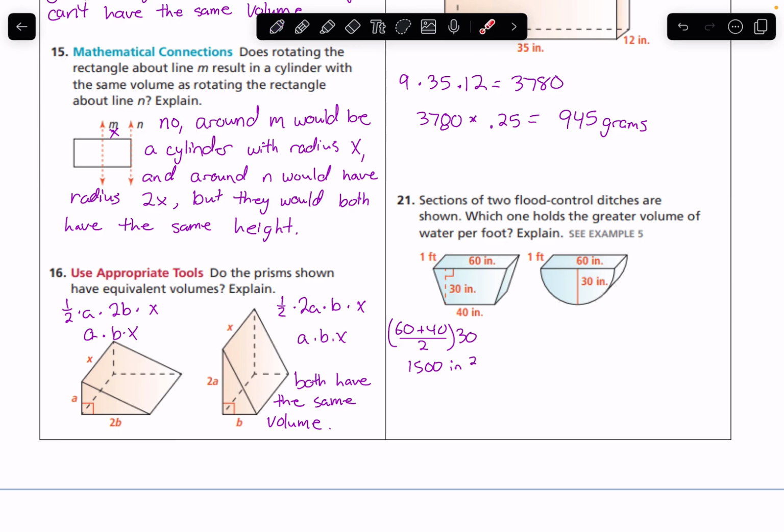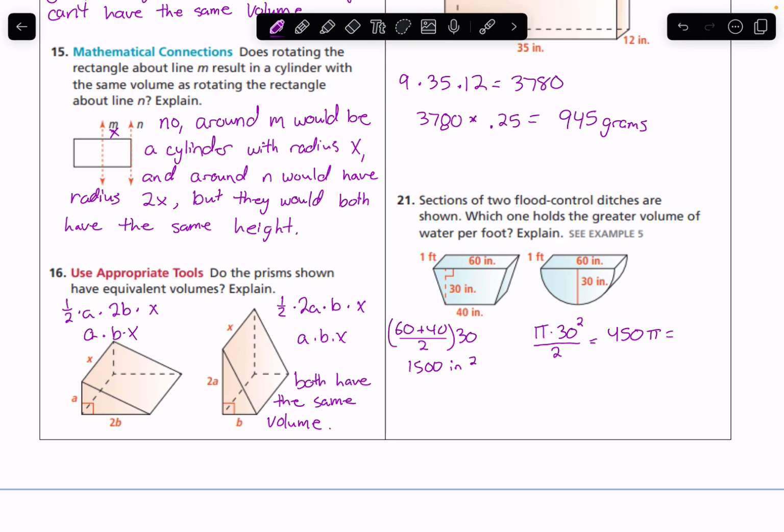These both have the same depth, 1 foot, so we can just find the area of each base to compare the volumes, since we would be multiplying by the same number to find the actual volume. So whichever one has a larger base area is going to have a larger volume. Here we have a hemisphere, or not a hemisphere, I'm sorry, a semicircle. So we have pi r squared, pi times the radius of 30 squared, but over 2, because it's half a circle. That's equal to 450 pi, but to compare them exactly, we're going to need to change that into inches cubed. Or inches squared, rather.